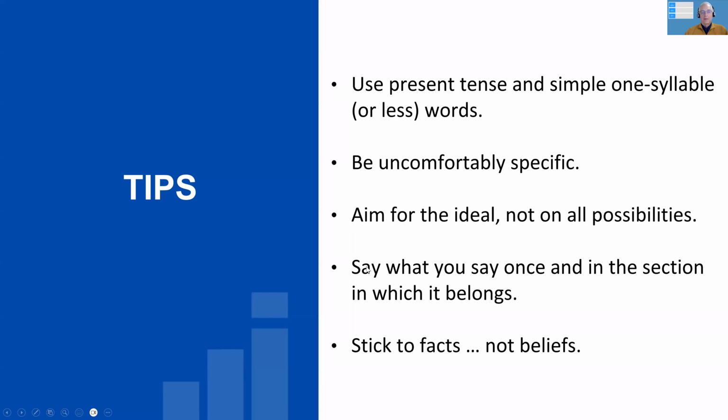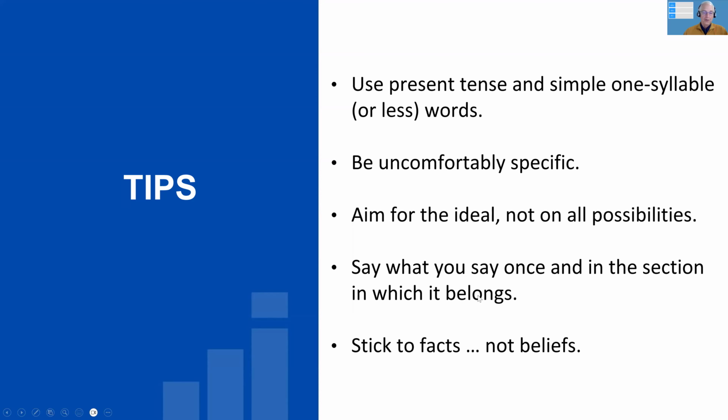And then when you're developing your WWW, you want to say what you want to say once, in the section in which it would have belonged. So you saw the UNET example. We had some elements in the what that might be better in the who and another in the why. That's where we get the grammar of the WWW. And the other is stick to facts, not belief. It doesn't matter what you believe. What matters is what you can back up with facts.